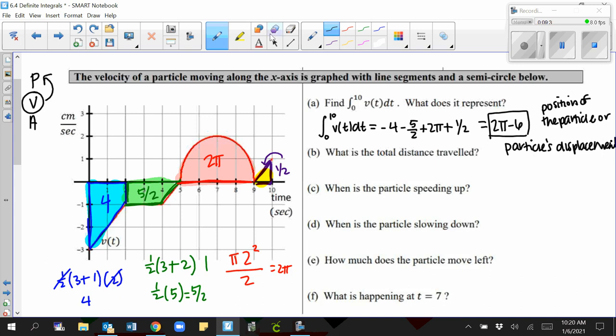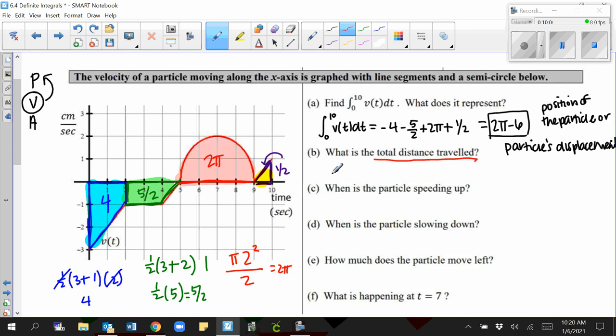Okay, so if we are talking about part B, what is the total distance traveled? So when we're talking about total distance, it's a little bit different than displacement. Our total distance, we're going to make all of these positives. Because basically what's happening is here it's moving to the left and here it's moving to the right. So we need to figure out the total distance traveled. We're going to make them all positive.